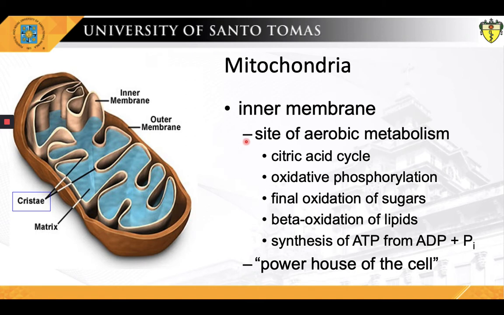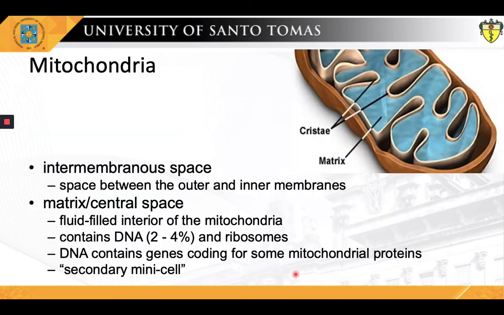The inner mitochondrial membrane serves a diverse array of functions. First, it is the site of aerobic metabolism of the cell, which includes the crucial biochemical processes of the citric acid cycle and oxidative phosphorylation. It also houses the enzymes that catalyze the final oxidation of sugars and beta oxidation of lipids, and of course, the synthesis of ATP from ADP and inorganic phosphate. These different activities produce nearly all the energy required for the growth and viability of the cell. This is the primary reason why the mitochondria is regarded as the powerhouse of the cell.